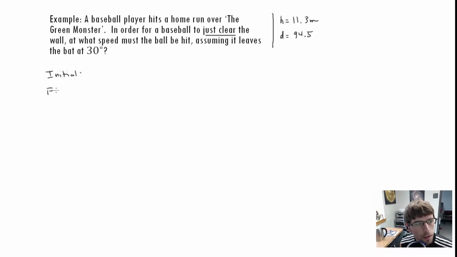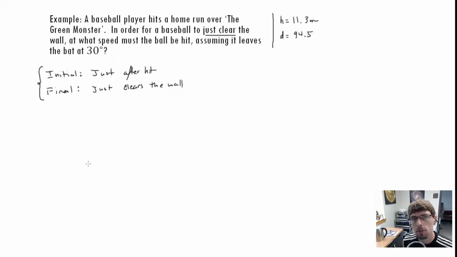And final state. So we'll say, okay, just before hitting, or excuse me, just after hitting. And the final state we'll say just clears the wall. Those would be good initial and final states. Okay. And I assume that you took the time to pause the video and actually come up with those on your own before you started.